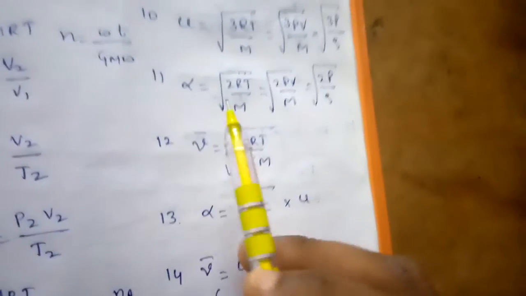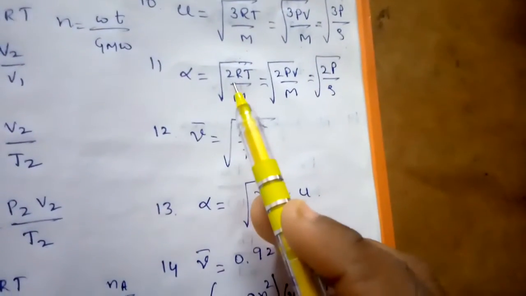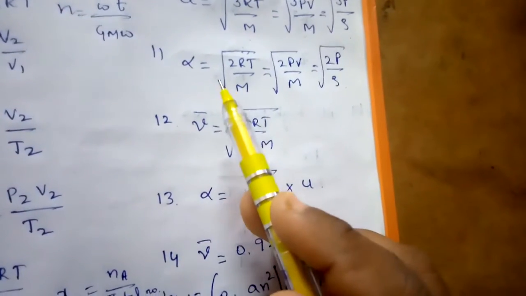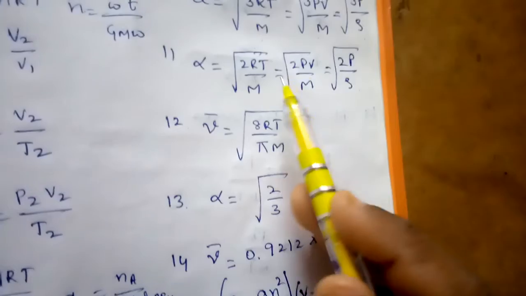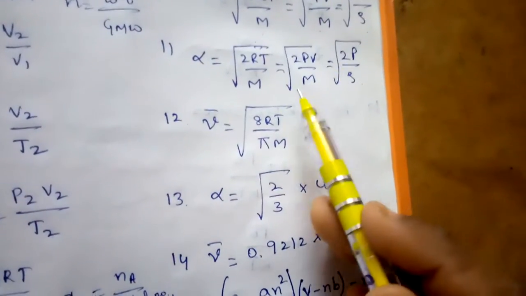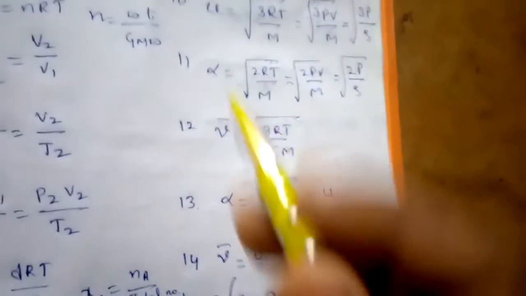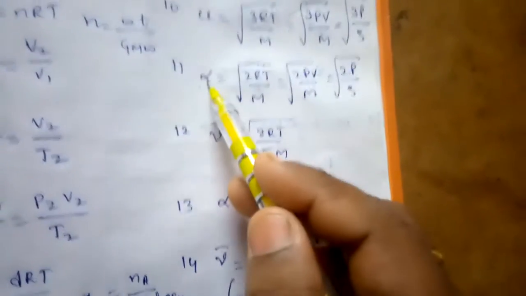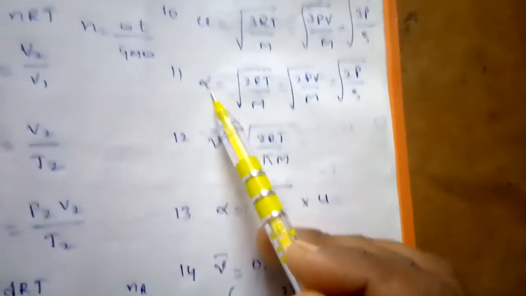Okay, alpha here is the most probable velocity. Most probable velocity equals square root of 2RT by M, or else square root of 2PV by molecular mass, or else square root of 2 into pressure by density. This is the most probable velocity. That means whichever velocity is more common, that is the most probable velocity.